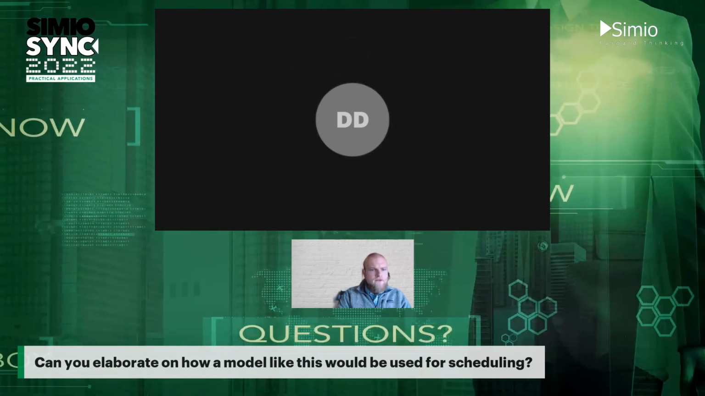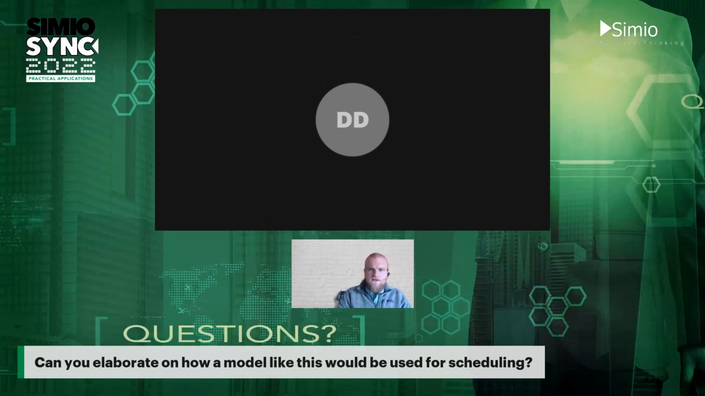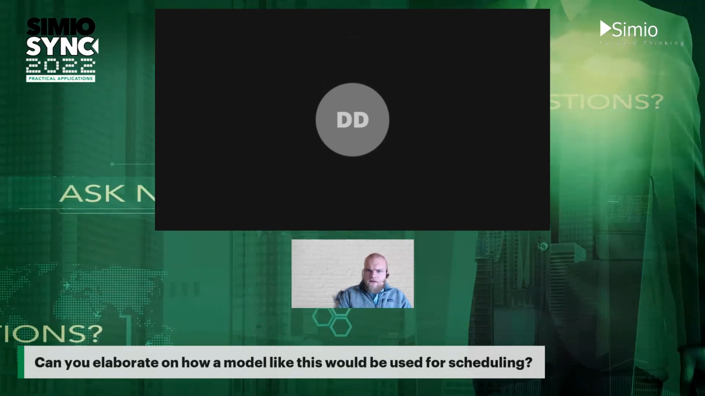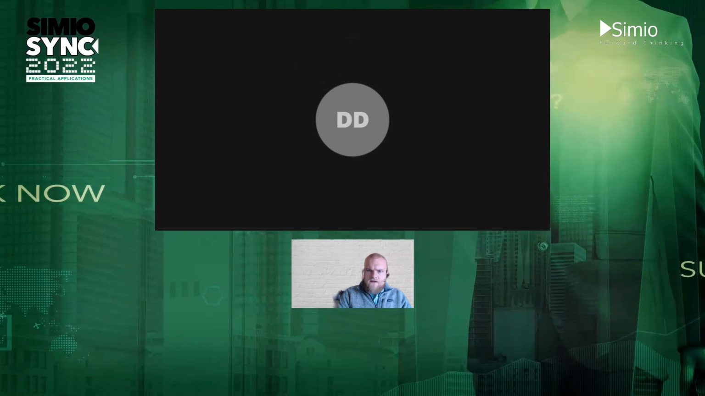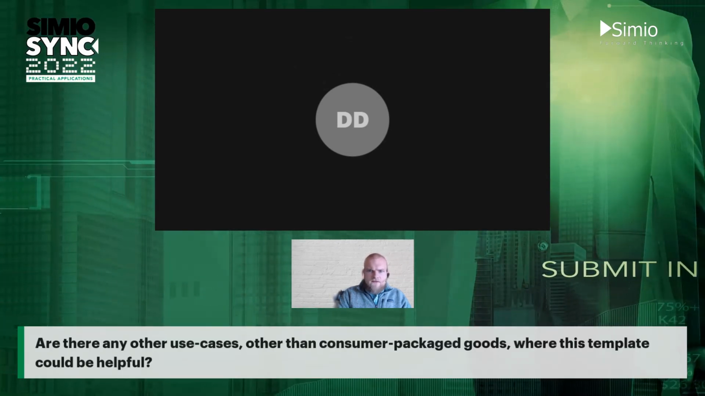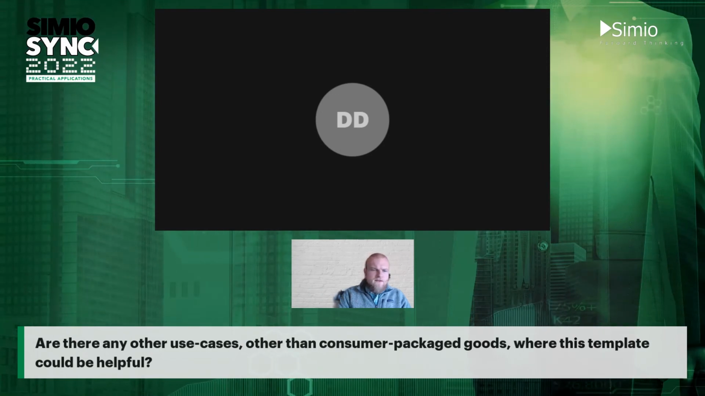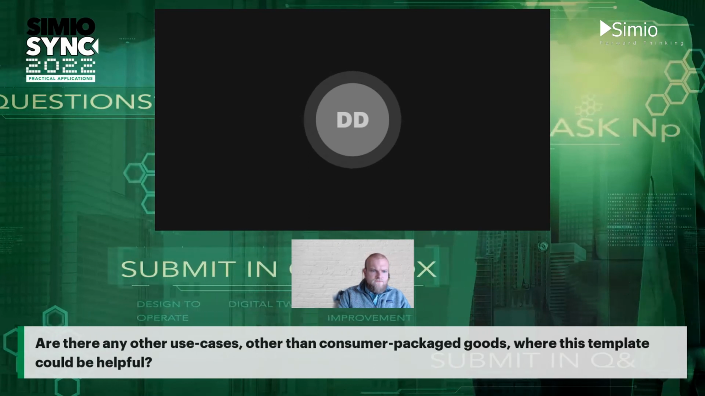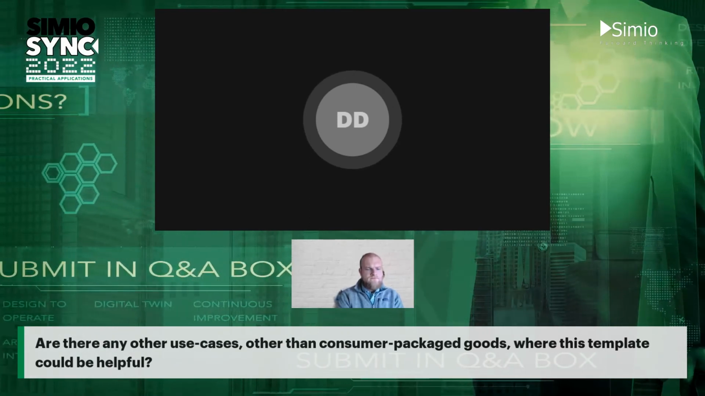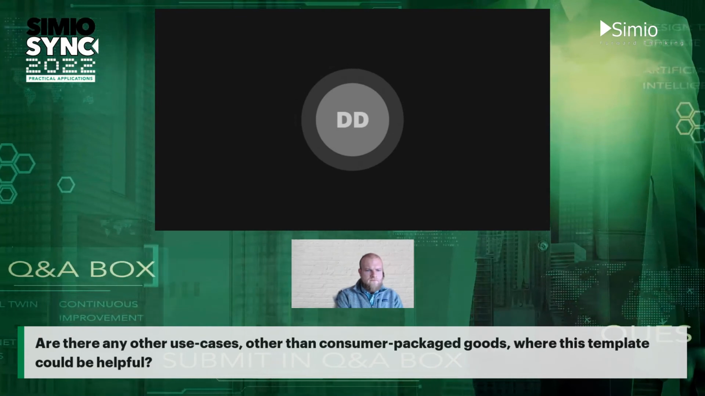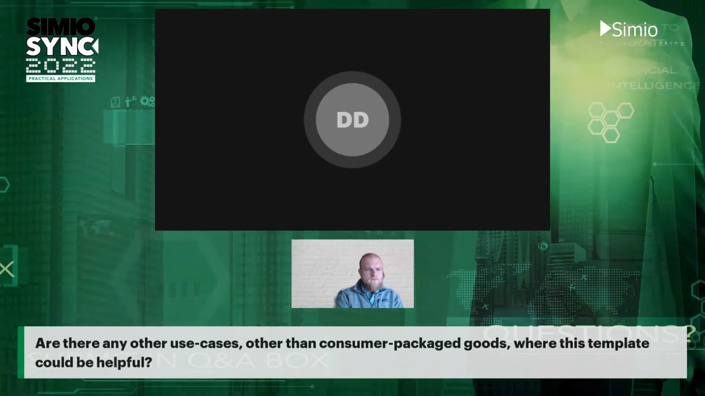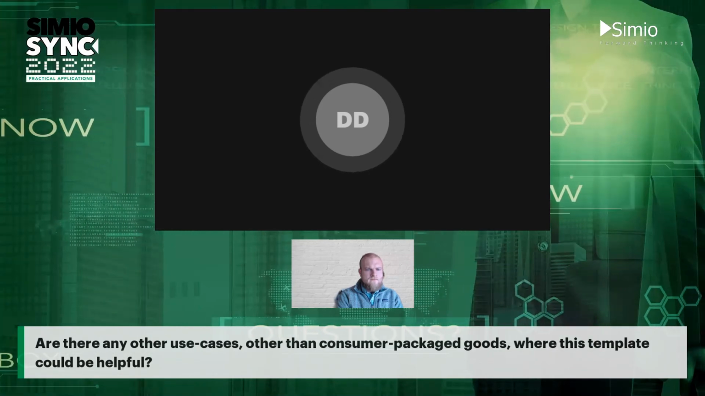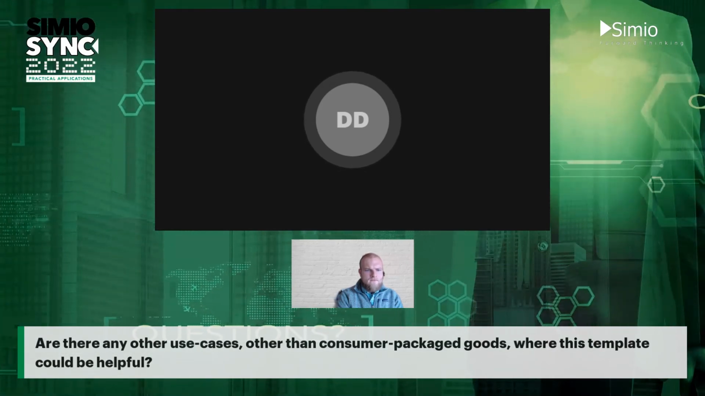Sure, sure. Those are great use cases. Thank you for that. So one here is talking about the template. Are there any other use cases other than consumer packaged goods where you could see this template being helpful? So I think that's one of the biggest applications, at least for this model. But besides this template, we also have other templates that are more applicable to some other discrete systems. And even this template could be applied to other discrete systems where you have a similar setup, where you have constrained buffers in between your upstream and downstream production.